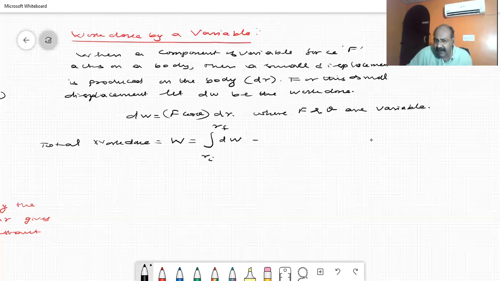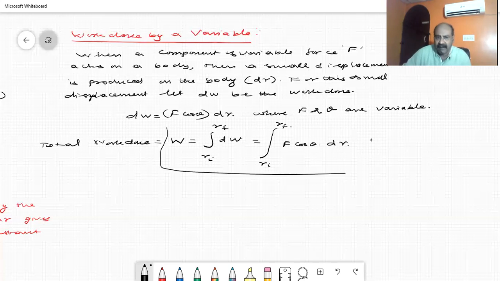But here we can't integrate. We will put it in numerical form. In solving numerical problems, we can apply Ri to Rf. Instead of dW, I am taking it as F cos theta into dr. This is taken to be the expression for the total work done by a variable force.